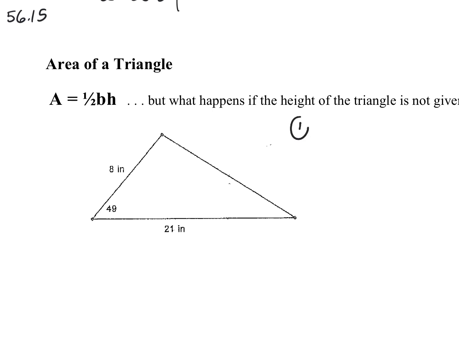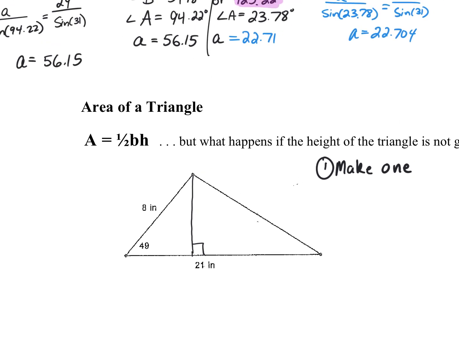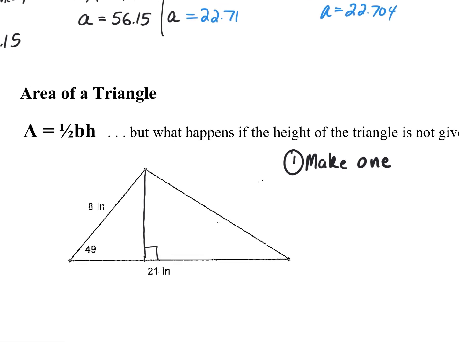Well, one option, we can make one. And in this case, it's pretty easy. We can drop an altitude. An altitude is a line that connects a vertex to an opposite side that forms a 90-degree angle. Well, that will allow me to use right triangle trig. Let's include that. You can make one using right triangle trig.